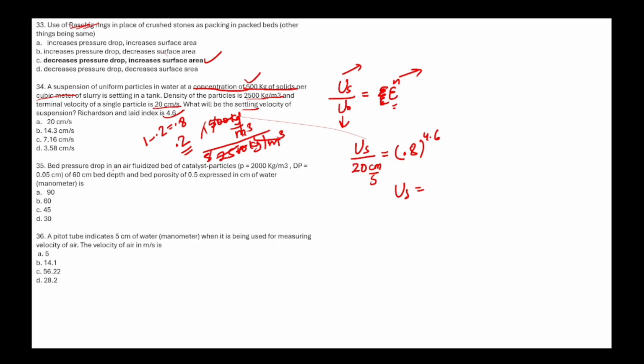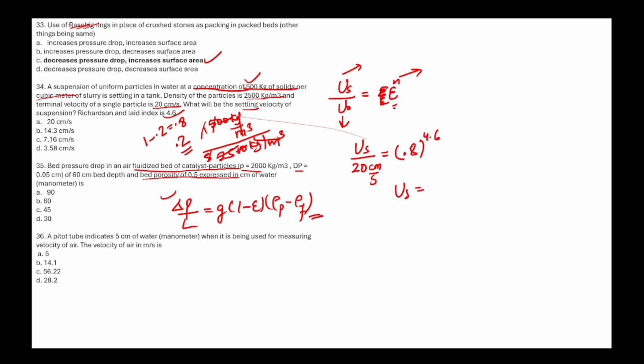Bed pressure drop in an air fluidized bed: catalyst particle density, diameter of particle, 60 centimeter bed depth, and the bed porosity is this. Bed pressure drop, okay, del P by L is equal to g (1 minus epsilon)(rho P minus rho F). So you will calculate del P from here.